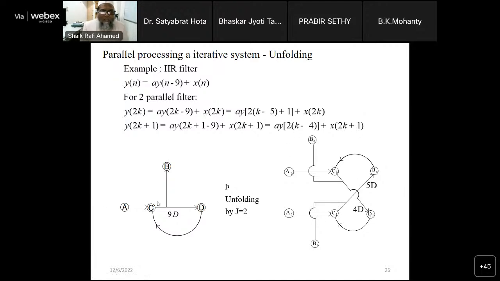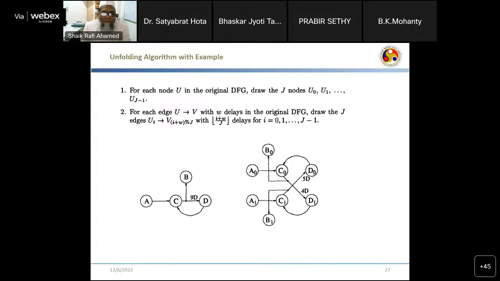So in order to have this parallel processing system for the iterative system in an easier manner, we will follow a theorem called the unfolding theorem. If I follow the unfolding theorem, whatever the complexity of the system is, I can easily obtain the parallel processing system of iterative filters.